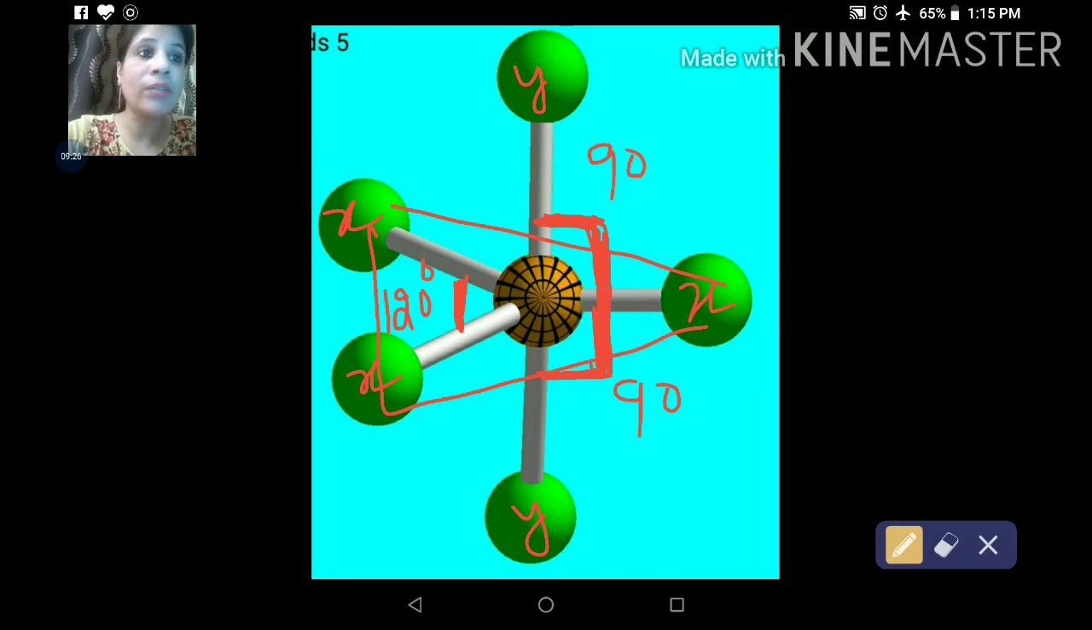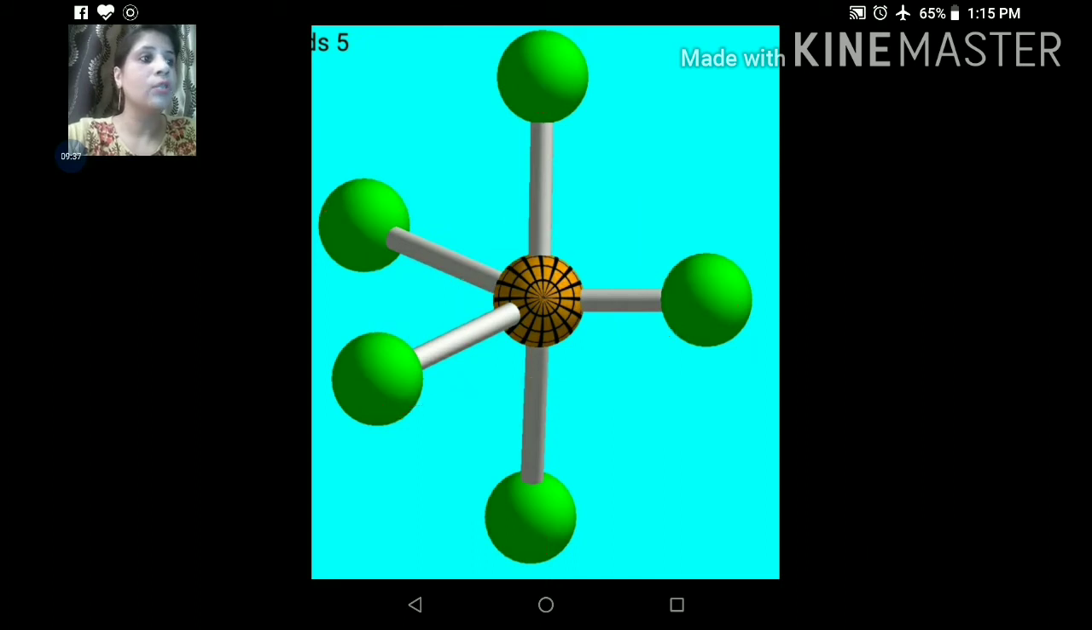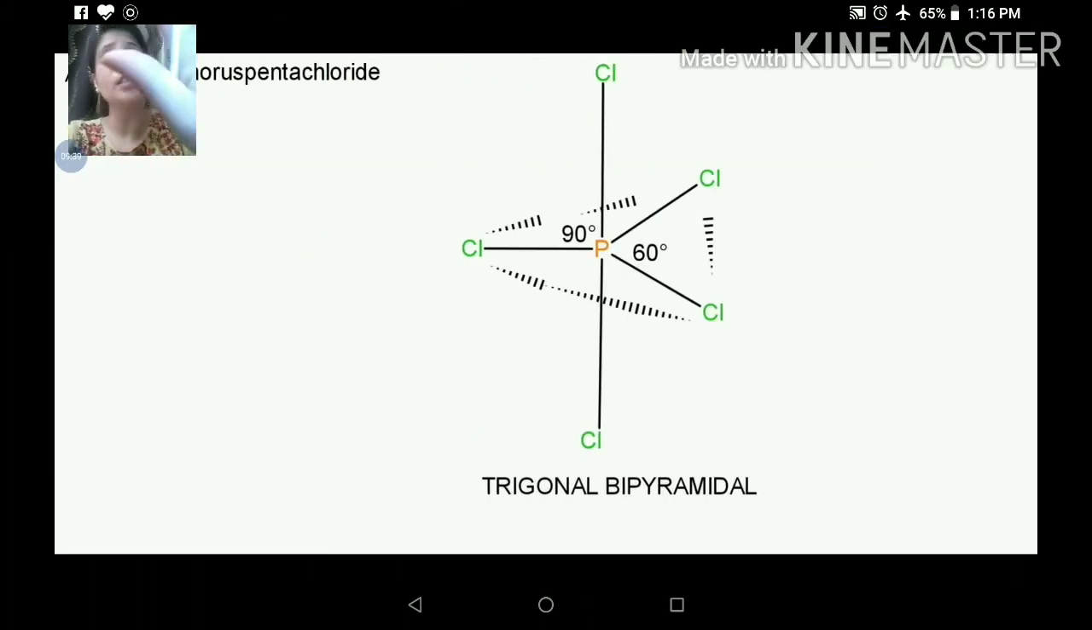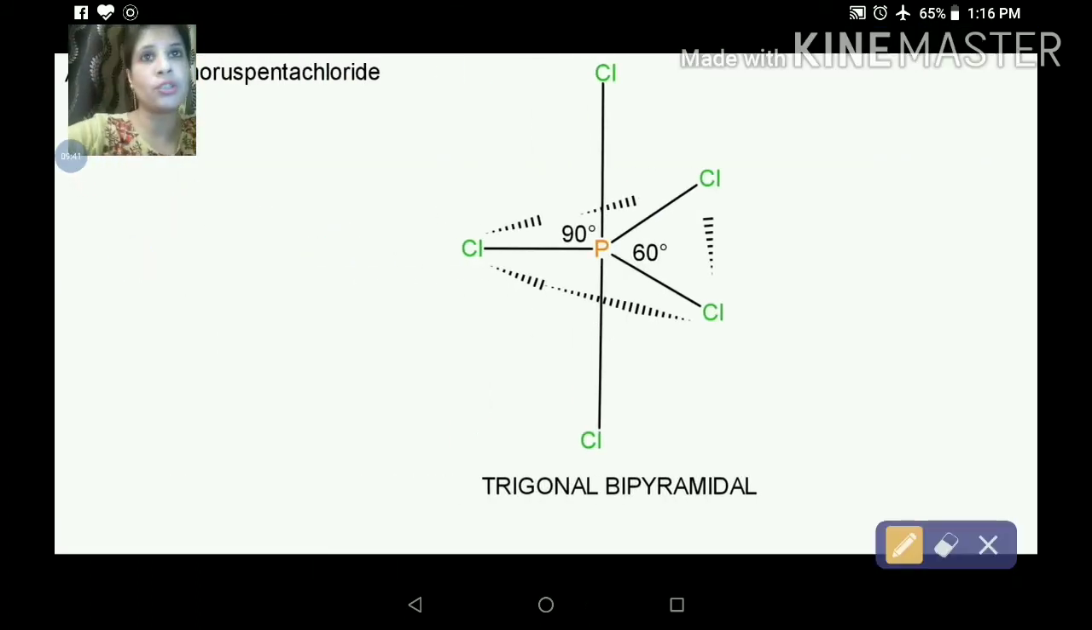So what will be the geometry here? Three atoms are trigonal, so we call it trigonal bipyramidal because the two Y atoms form the pyramids. So trigonal bipyramidal geometry. Let's study one example. In two dimensions, that is on a piece of paper, how do we draw this? PCl5 is the example, where phosphorus, we know, has 5 valence electrons.